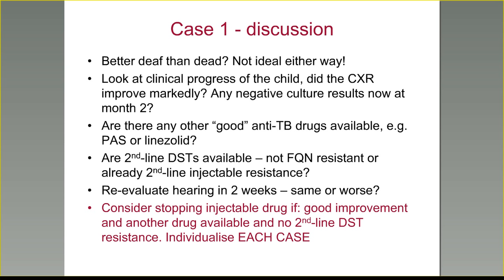It would be important to know whether the isolate that is causing this child's TB is resistant to fluoroquinolones or susceptible. If they're resistant to fluoroquinolones, you'd be much more hesitant to stop the injectable drug, which would be a really important drug in the child's regimen. If the fluoroquinolone is susceptible, then that may make you more confident in potentially stopping the injectable. And of course, if you have evidence that there's already a second-line injectable resistance, then you could clearly stop the injectable and probably shouldn't have started it from the beginning if you knew about that.